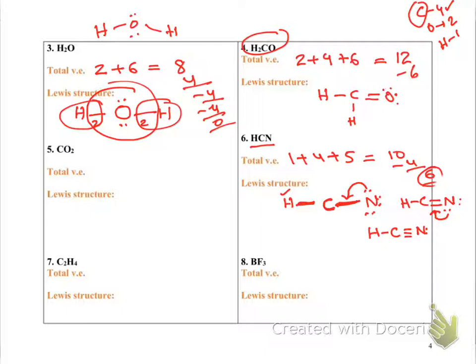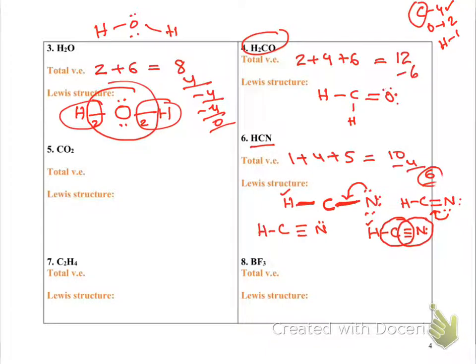So now hydrogen has 1 bond. There are 4 bonds around carbon. 4 times 2 is 8. And look around, nitrogen has 3 bonds plus 1 lone pair. 3 bonds means 6 electrons plus 2 for the lone pair makes it 8. So that is the final Lewis structure for HCN.